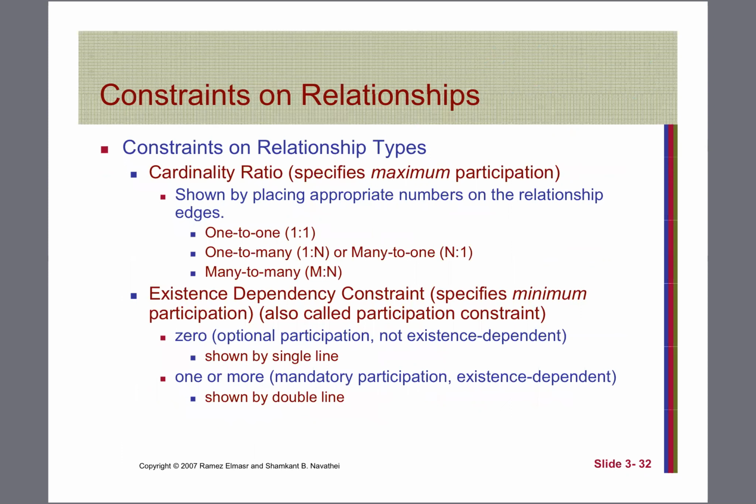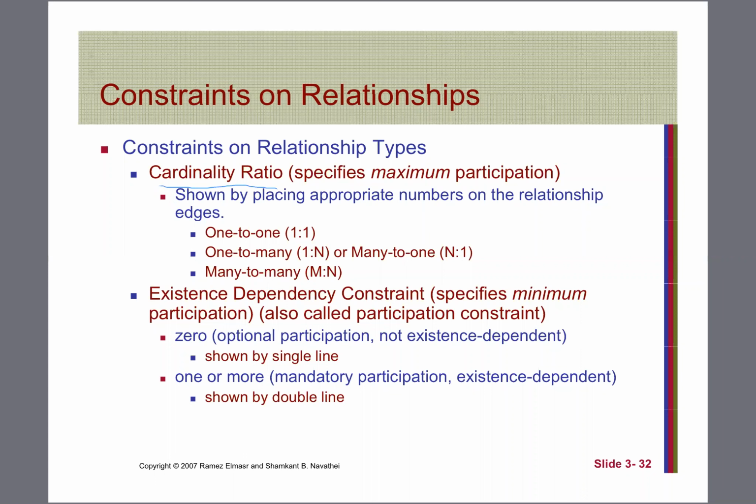Now next is constraints on relationships. We have seen a lot of relationship types. They are known as cardinality ratio.